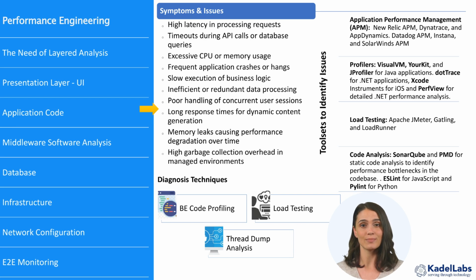In managed environments like Java or .NET, heap dump and garbage collection analysis play a vital role. Using tools like VisualVM or Eclipse MAT, we analyze heap dumps to detect memory leaks and inefficient memory usage, which can lead to performance degradation over time. Monitoring garbage collection activities also helps us ensure that memory is managed efficiently. In summary, leveraging the right combination of load testing and monitoring tools enables us to pinpoint the root causes of application performance degradation over time.